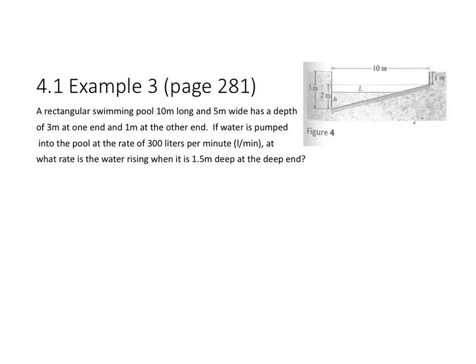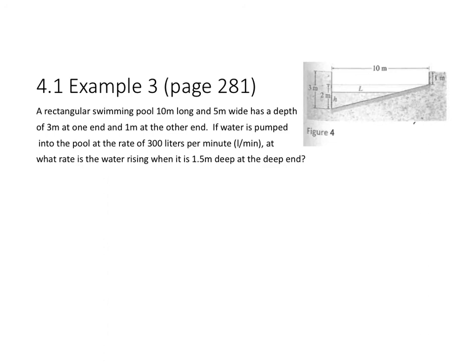Example 3 on page 281, a rectangular swimming pool is 10 meters long and 5 meters wide. It has a depth of 3 meters at one end and 1 meter at the other end. So here the deep end is going to be 3 meters and the shallow end is 1 meter. So I'm looking head on at the pool. This is 10 meters long, and if I was going to make the pool all the way, like to see all of it, this is where the 5 would come in. It would be like a right rectangular prism with a triangular prism underneath it.